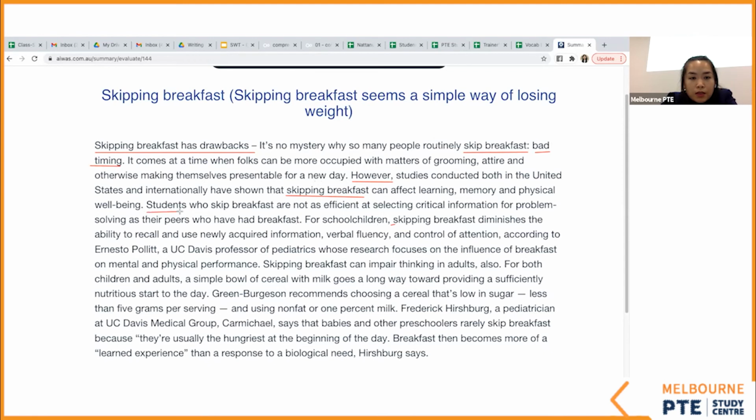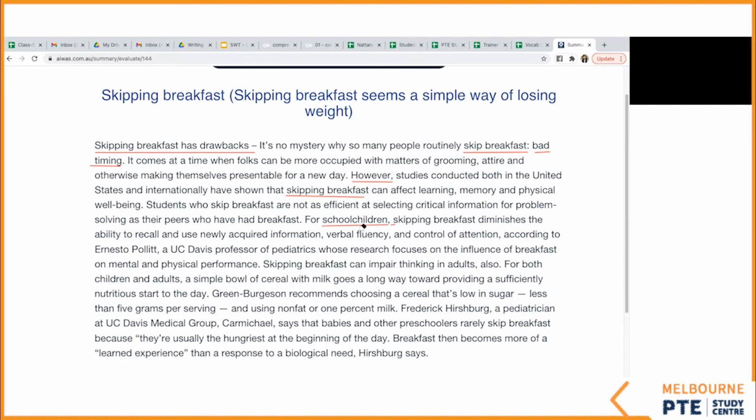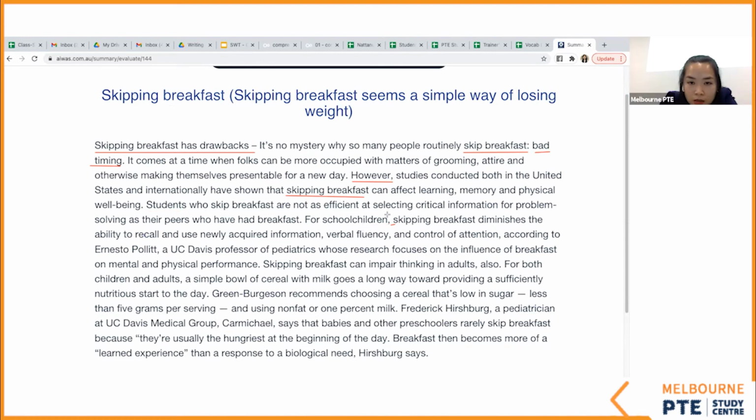So first they say students, second they say school children. What does it mean? Example. Do you get me now? Okay. So first they give you the example of students who skip breakfast, and then school children who skip breakfast. So these are the examples. I'm not gonna take it, but I'll just pay attention to it.